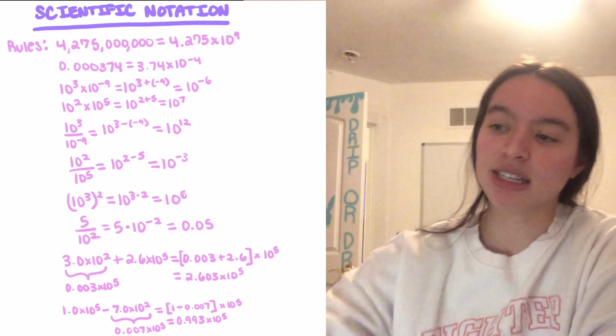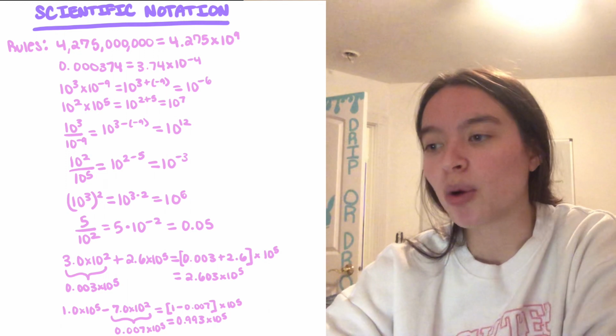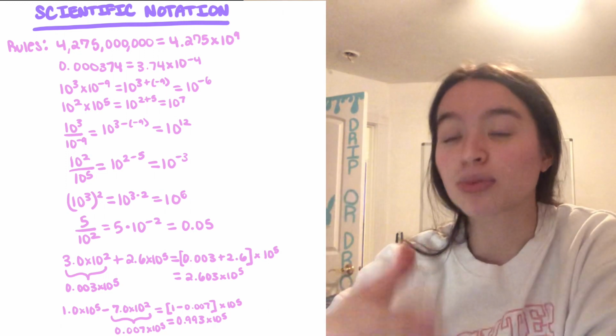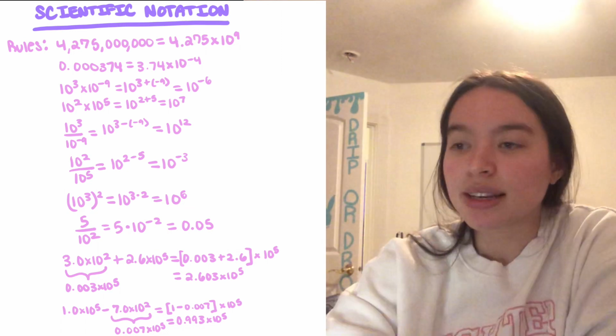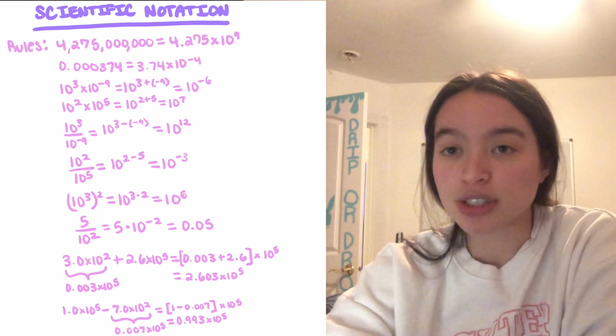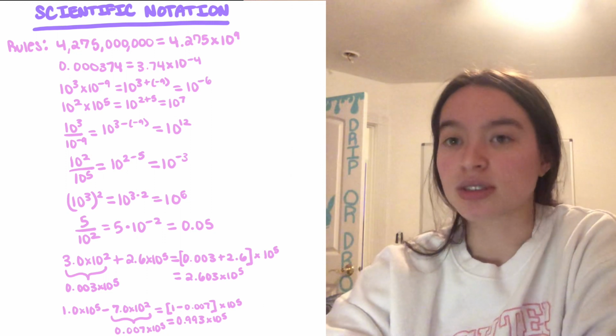Next thing you might see is what happens when you're multiplying. So basically what you do is you're going to add the exponents. So 10 to the 3 times 10 to the negative 9 is just 10 to the 3 plus negative 9. So then your final answer is going to be 10 to the negative 6. Next, you're going to have division. So 10 to the 3 divided by 10 to the negative 9, you're just subtracting. So that's going to be 10 to the 3 minus negative 9 equals 10 to the 12.